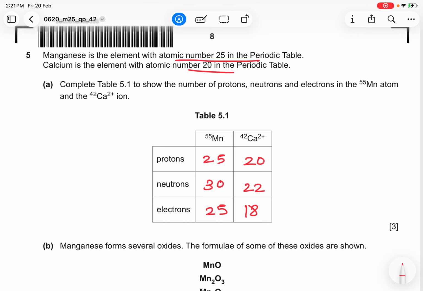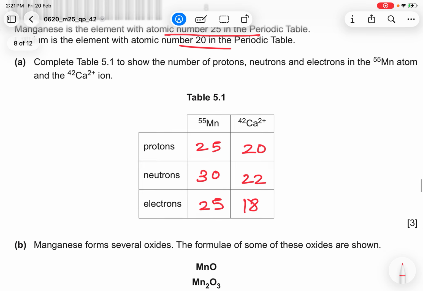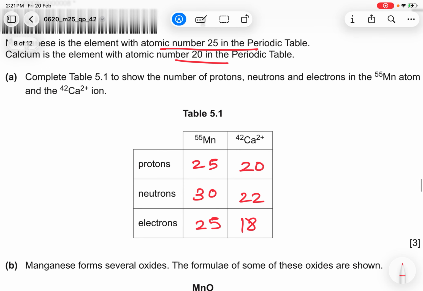Question 5. Manganese is the element with atomic number 25 in the periodic table. Calcium is the element with atomic number 20 in the periodic table. Complete table 5.1 to show the number of protons, neutrons and electrons in a manganese-55 atom and a Ca2+ 42 ion. Because they have already given us the atomic number, there is no need to refer to the periodic table.